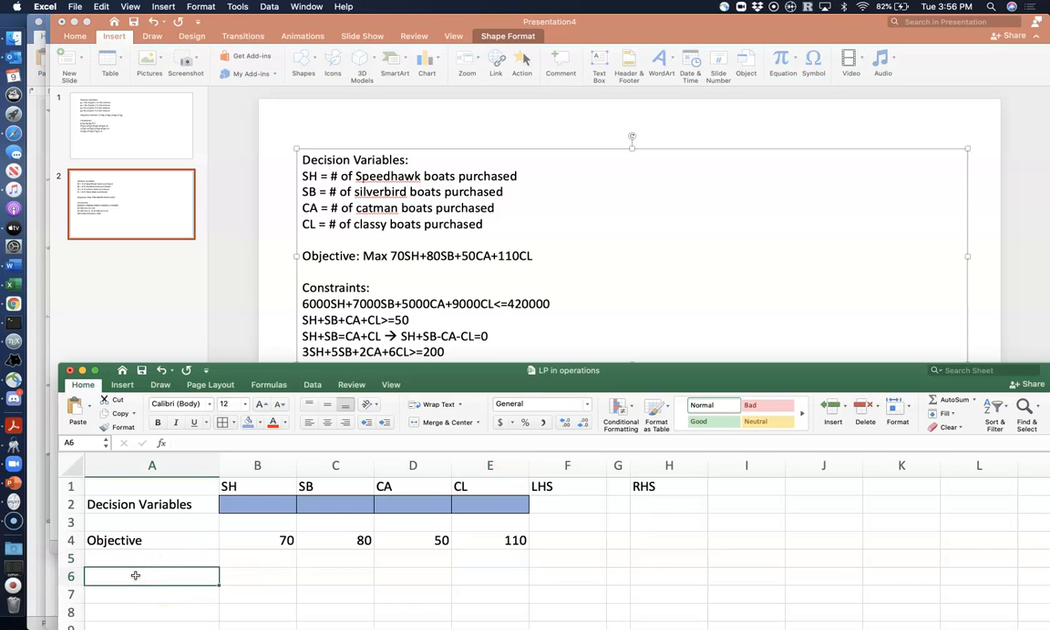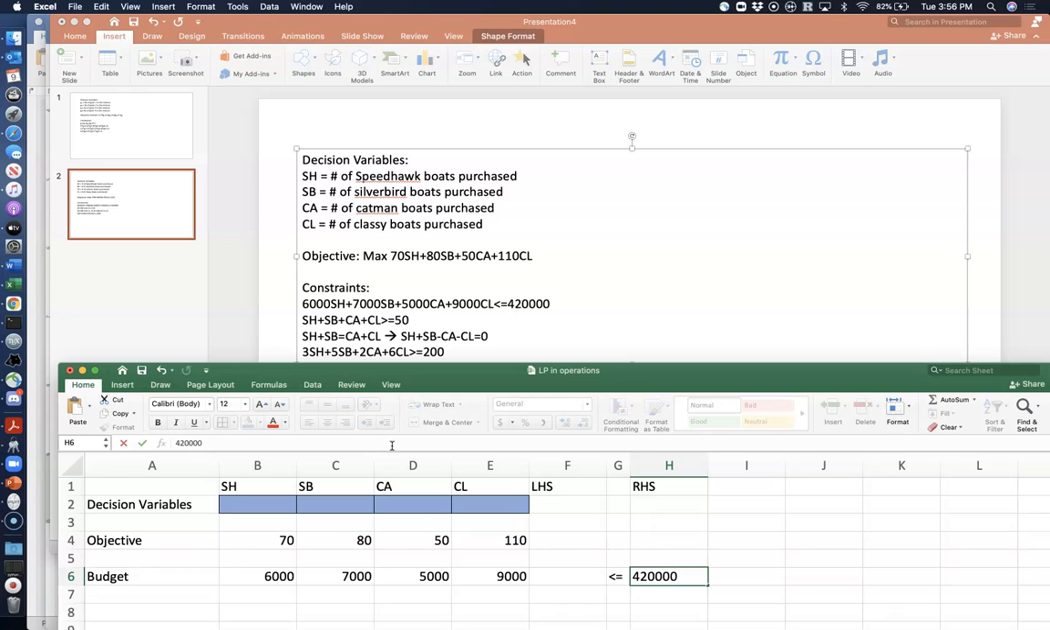Let's write the constraints next. The first constraint is the budget constraint. $6,000 times the number of Speedhawk boats, $7,000 times the number of Silverbird boats, $5,000 times the number of Catman boats, and $9,000 times the number of Classy boats has to be less than or equal to the budget, which is $420,000.